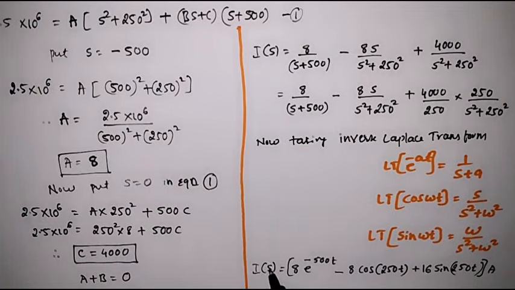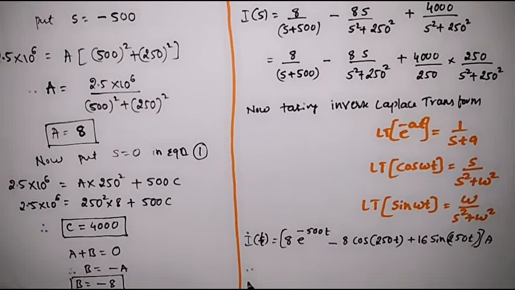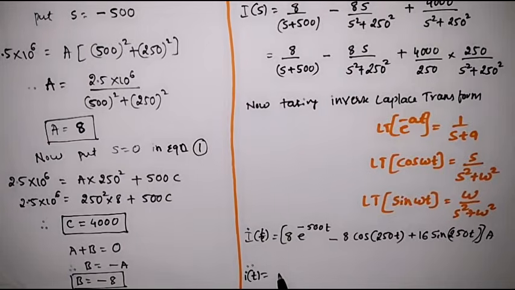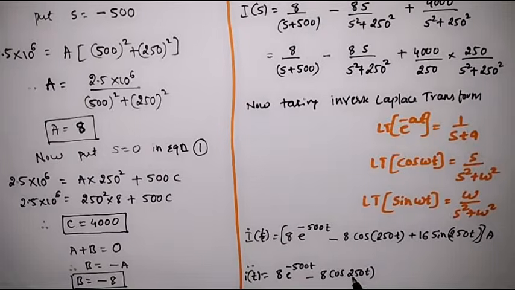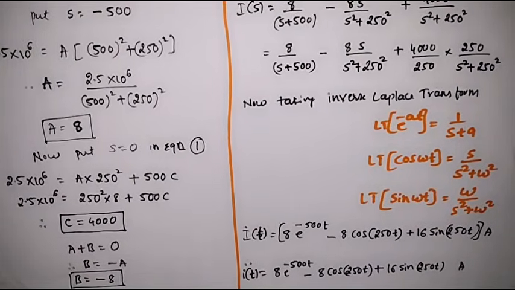Sorry, this is supposed to be I of t. After taking inverse Laplace transform, I of s becomes I of t. Therefore, I of t is equal to 8 e power minus 500t minus 8 cos 250t plus 16 sin 250t amperes. This is the final answer.